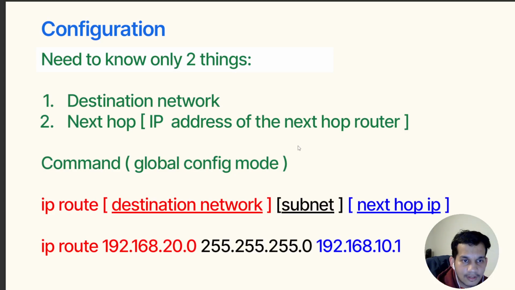For configuration you need only two things: the destination network and the next hop. The next hop is just the IP address of the next hop router. The command is ip route, followed by the destination network, the subnet mask, and the next hop IP. For example, ip route 192.168.20.0 255.255.255.0 192.168.10.1. You'll come to know about this in a while, as I'll show you a hands-on demonstration too.